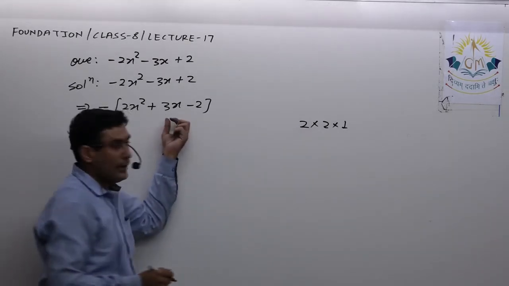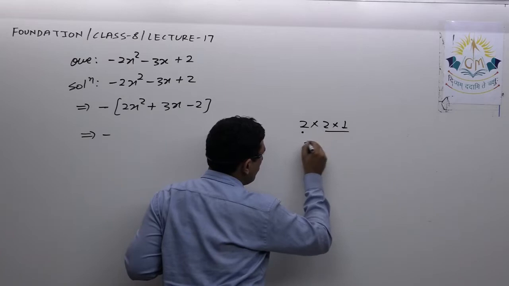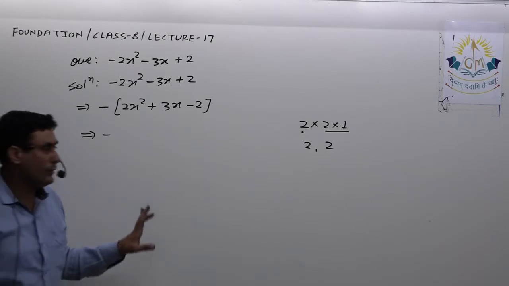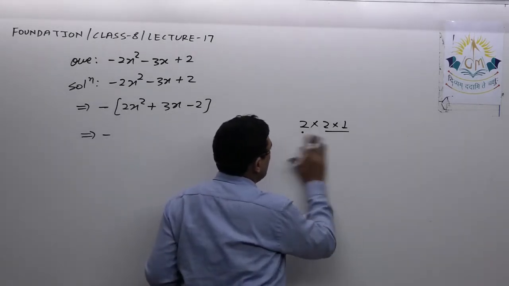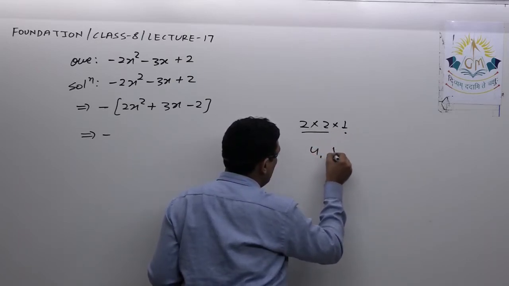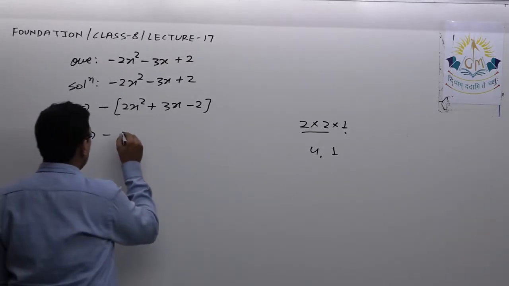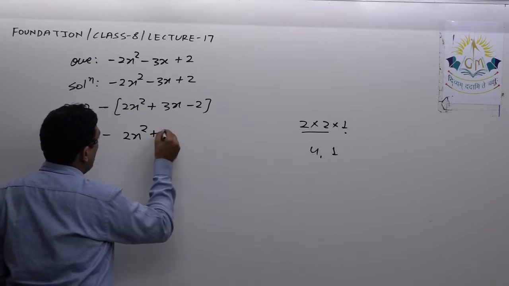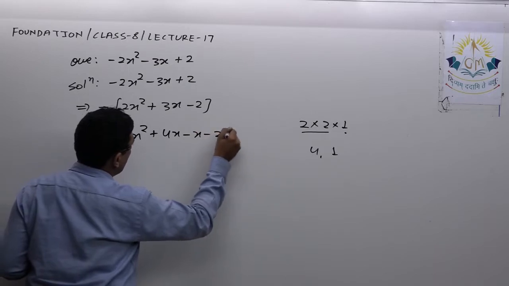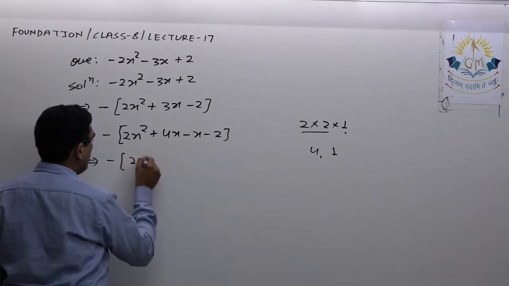Now you have to make 3 out of these two. So if I take this and this, so 2 and 2, neither their sum is 4, their difference is 0. That means this is not the correct combination. So if I take these two and this separately, so 4 and 1, now 4 minus 1 is 3. Yes, we need 3 over here. So here it is 2x square plus 4x minus 1x, or I write x minus 2. Okay, so here I will get 2x square.